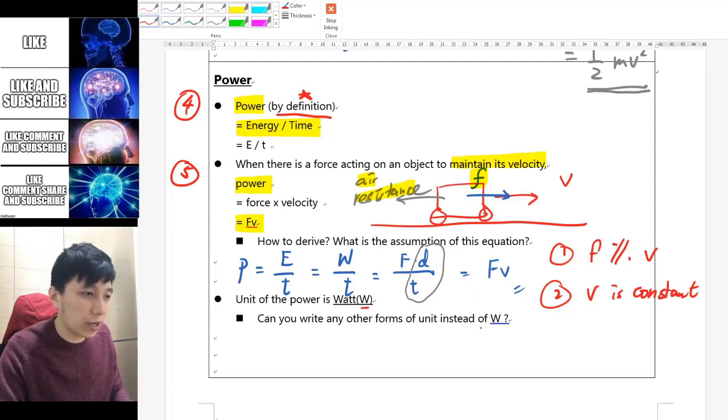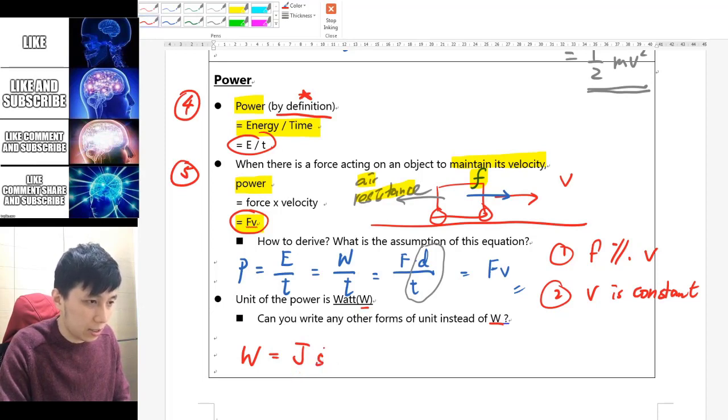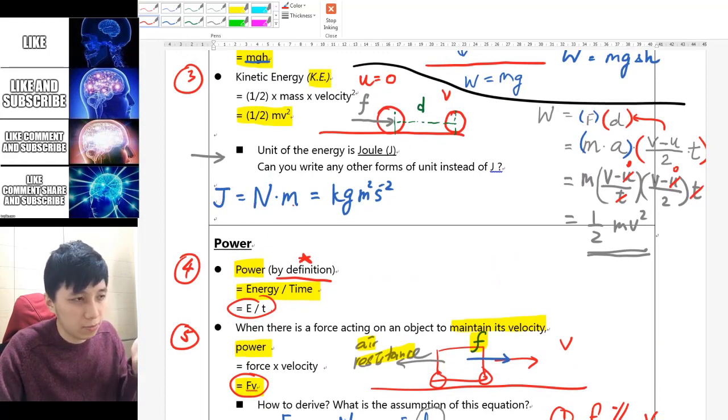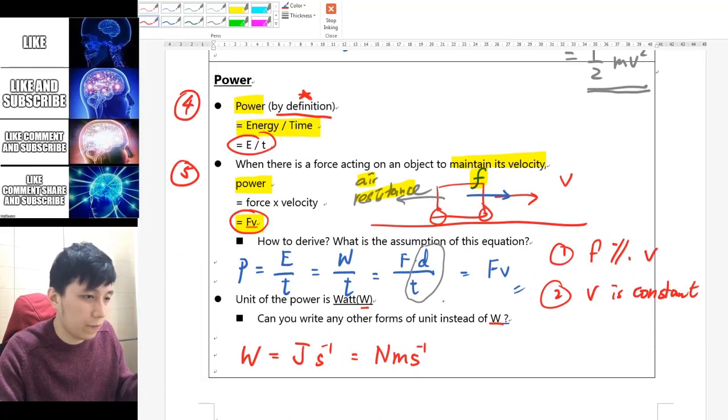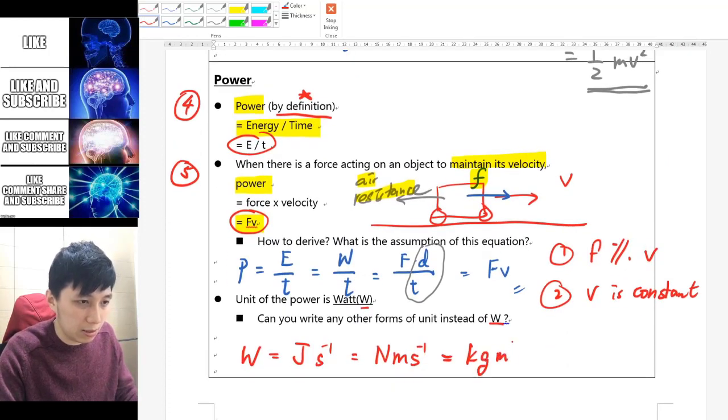Lastly, similar to the previous section, try to find an alternative form of unit instead of watt. Try yourself and pause the video now. A few moments later. Like previously, we do E over t first, so it's joule per second, or J s^-1, or you can look at FV, which is Newton meter per second. If you look at what you did earlier, it is the one that you wrote for joule and Newton meter, and you just add s^-1. You can do the same for the alternative format, which is kg m^2 s^-2, but this time you should have one more negative, so s^-3 instead.